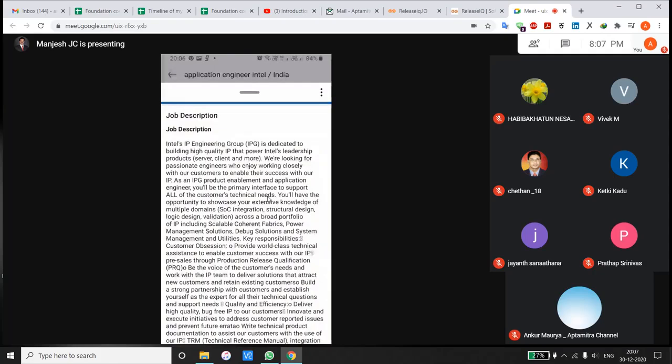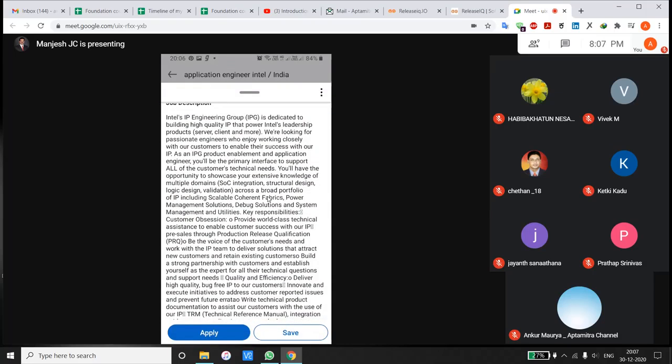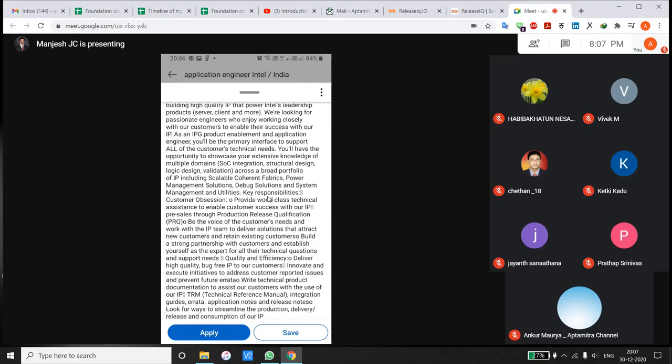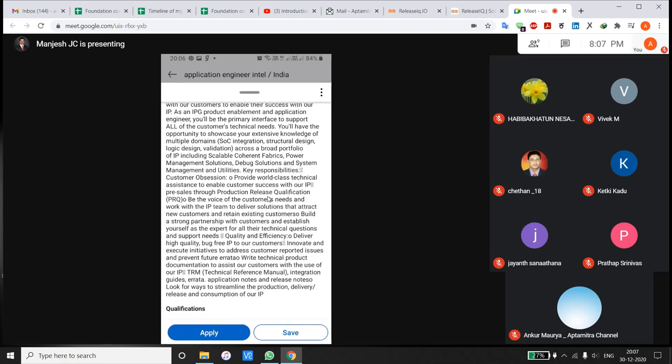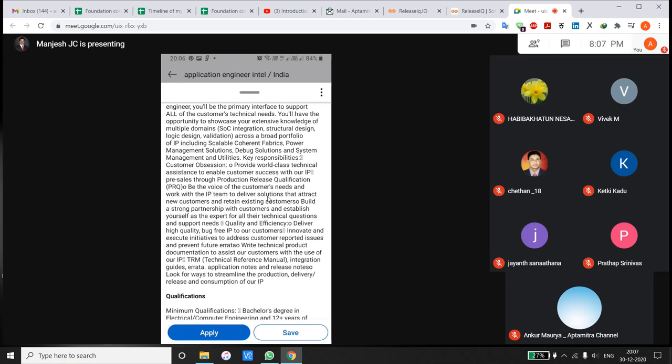As an IPG product enablement and application engineer, you'll be the primary interface to support all of the customers' technical needs. You'll have the opportunity to showcase your extensive knowledge of multiple domains, SOC integration, structural design, logic design, validation across a broad portfolio of IP, including scalable coherent fabrics, power management solutions, debug solutions.